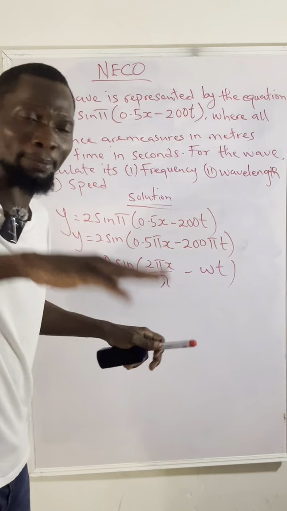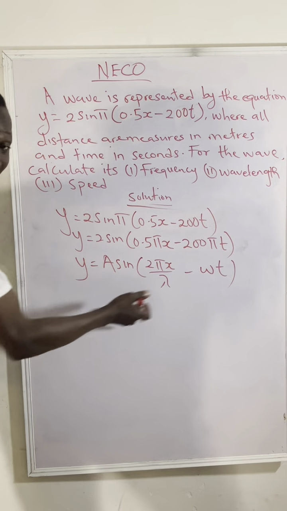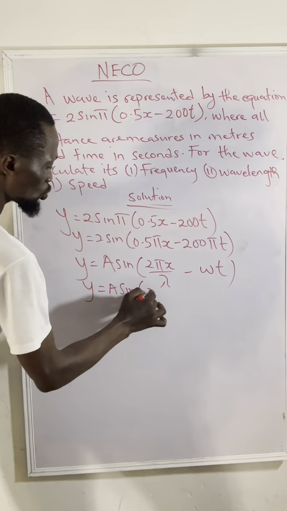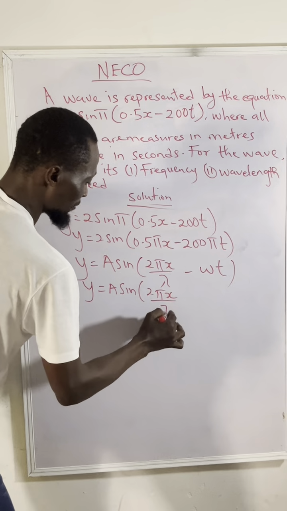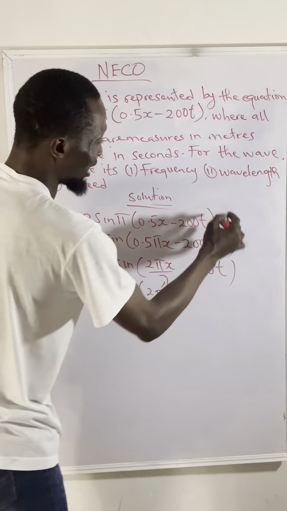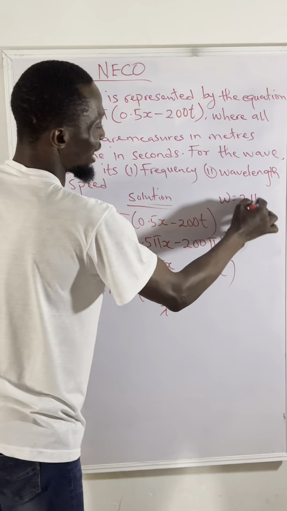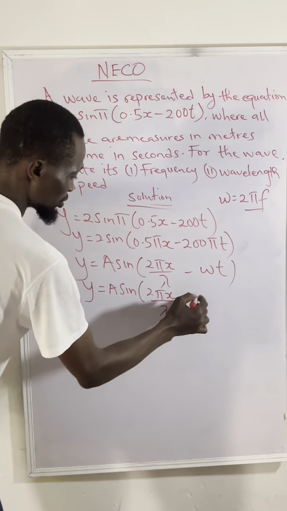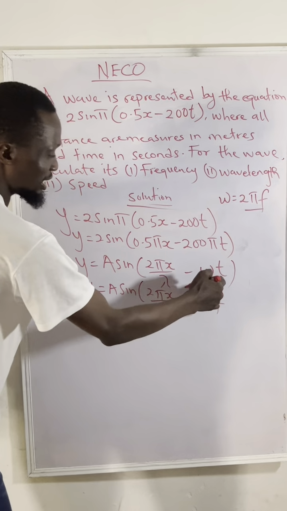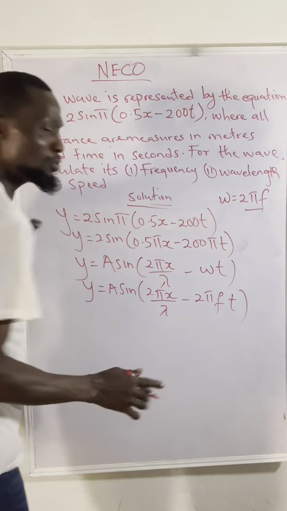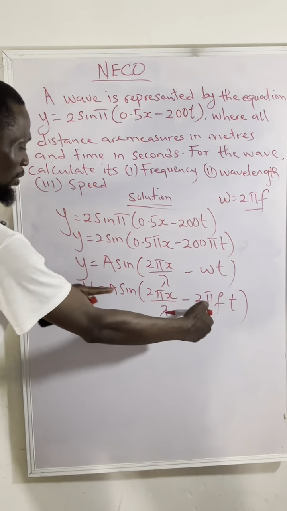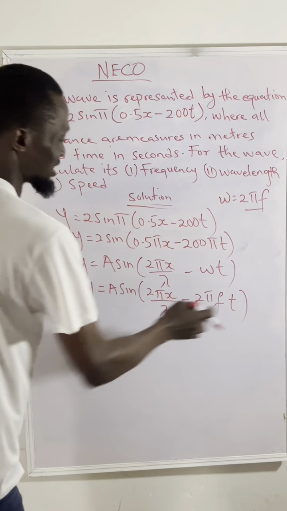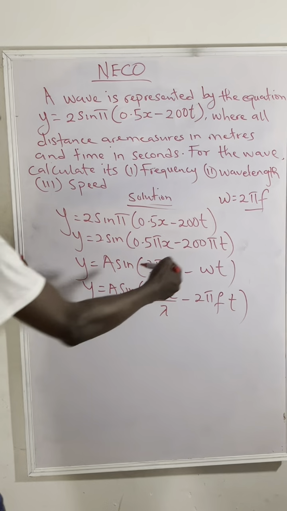So you can decide to further break down the general equation: y = A sin(2πx/λ − ωt). Remember that angular velocity ω is 2πf, so I'm going to change it to 2πf, then you have your t. All I said is know this, so you can always change angular velocity to this. Once you do that, you can compare it here.